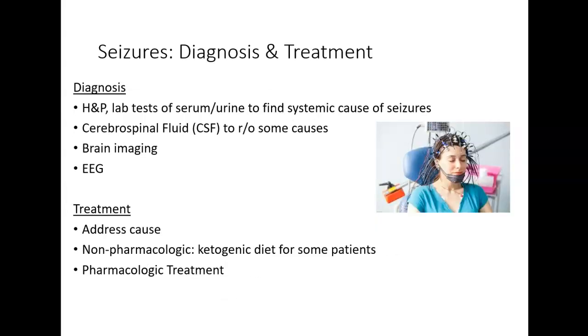So diagnosis and treatment, well, we want to know why they're having a seizure. So we do some basic things to try to figure it out. You'll do history and physical, lab tests, looking at their blood and their urine. You may do a spinal tap if you think there's some reason to do that. You do brain imaging like a CT of the brain or an MRI, and then an EEG.